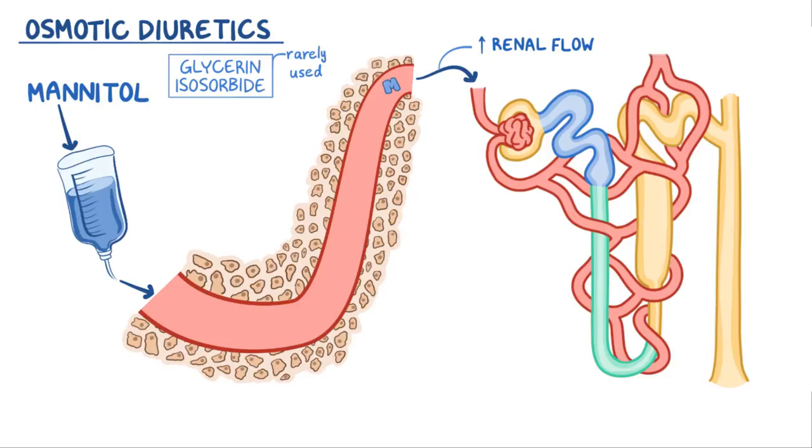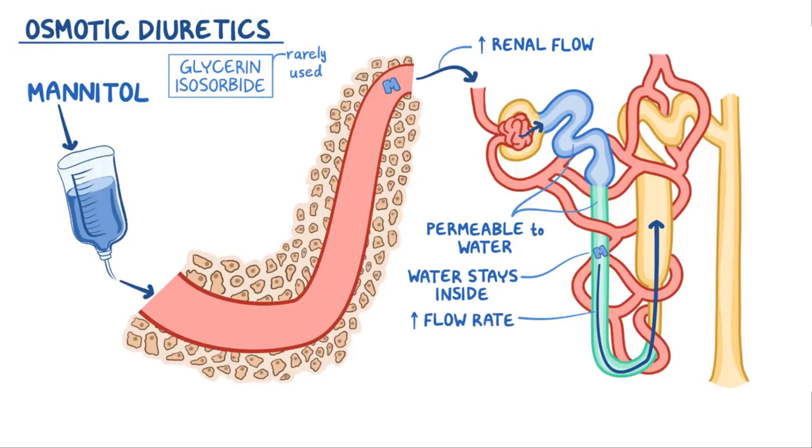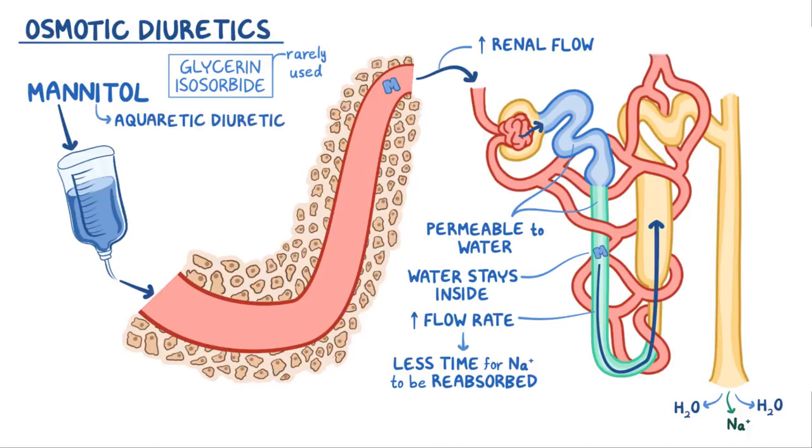Once at the kidneys, it gets secreted by the glomerulus into the renal tubule. Some of the segments of the renal tubule, like the proximal convoluted tubule and the thin descending limb, are freely permeable to water. So any osmotic agent that ends up here will tend to make water stay inside the tubule rather than be reabsorbed. Now, this increased volume leads to increased flow rate through the nephron, so there's less time for the sodium to be reabsorbed. This causes a small increase in sodium loss, but much more water is lost. So mannitol is considered an aquaretic diuretic, meaning it promotes water excretion without increasing the loss of electrolytes. This can come in handy when we need to remove water from the body, but only in certain conditions.